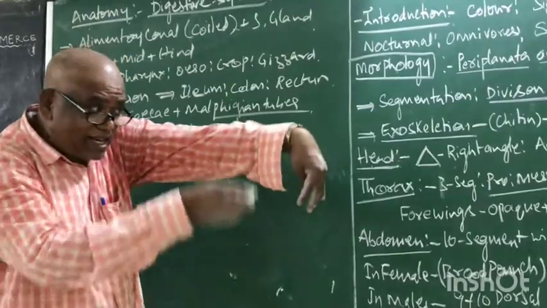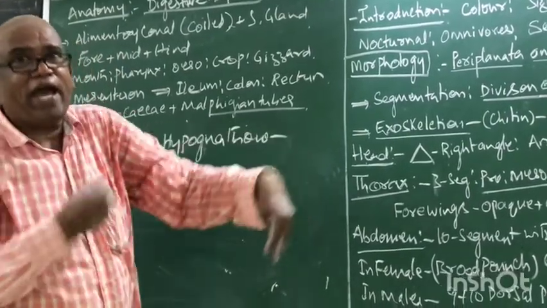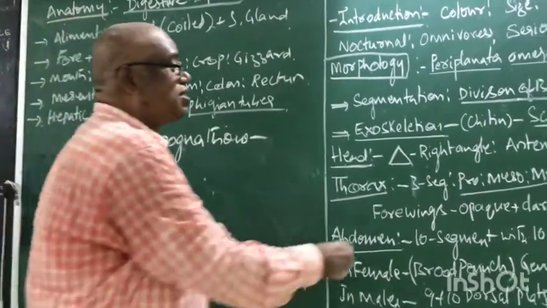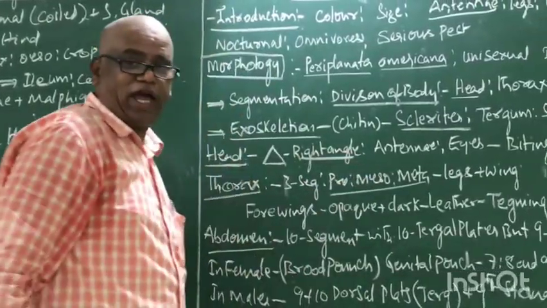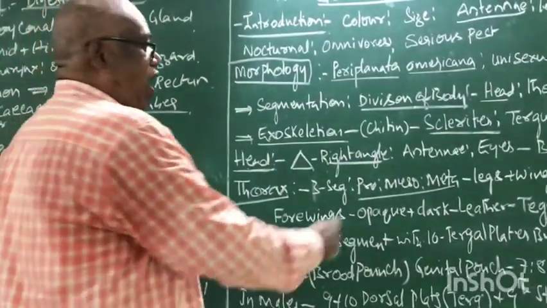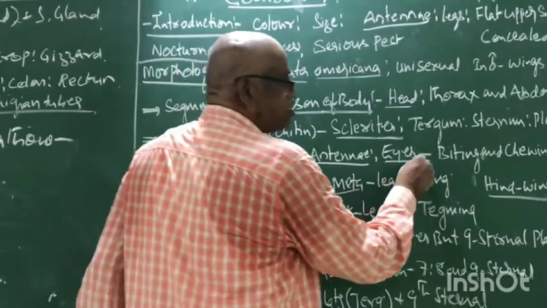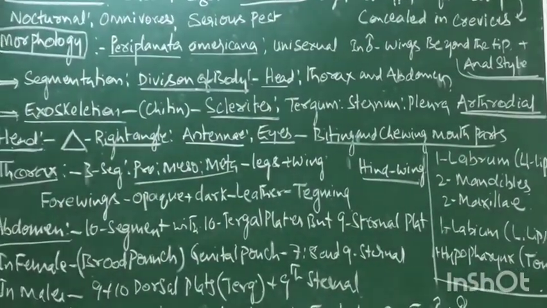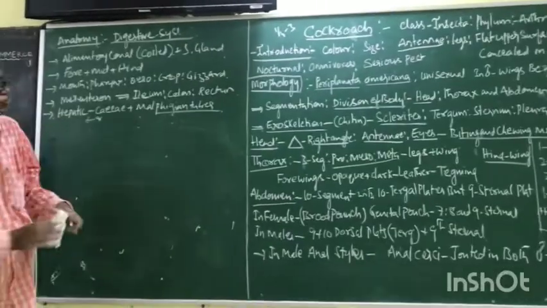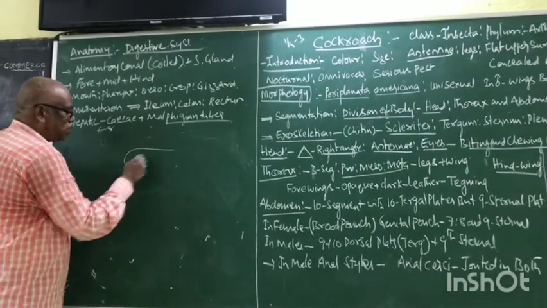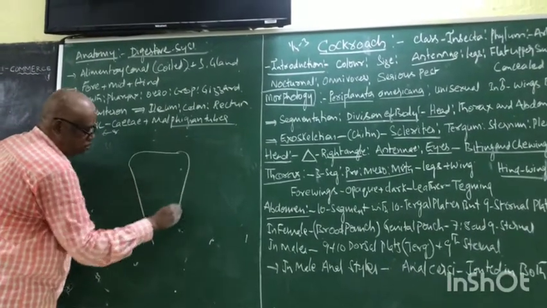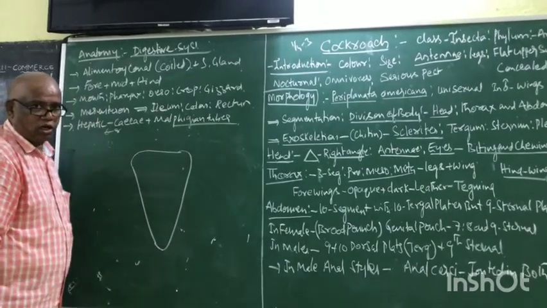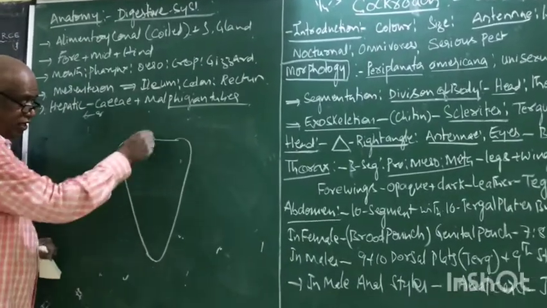It is arranged at right angle to the main axis. Such a head is called hypognathous. Now the head contains antenna, eyes, biting and chewing mouth parts. Now see, it is the head. It is somewhat triangular, right? It is anterior, it is posterior.